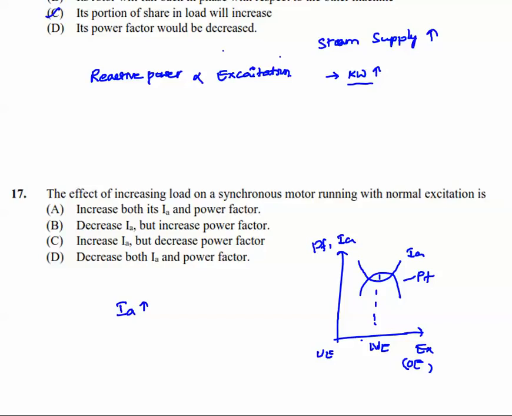So normal excitation is here. Okay, here we are increasing the current value. What about the power factor? So power factor, you can observe it is going to be decreased like this. So the option here is the current IA increases but decrease in power factor, so from these curves.